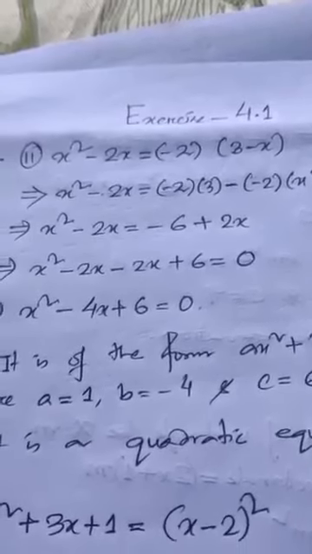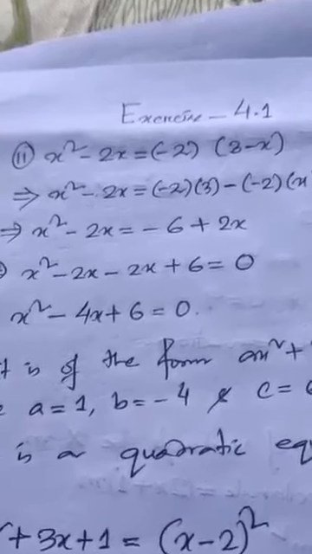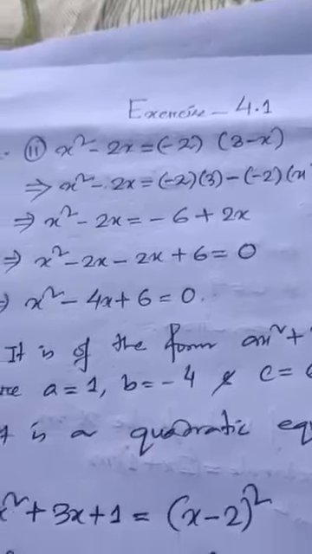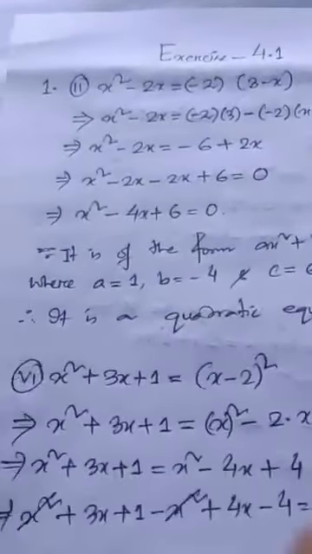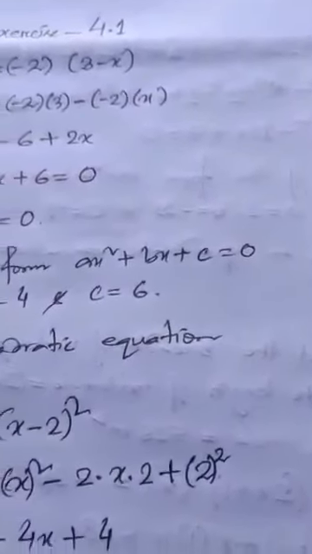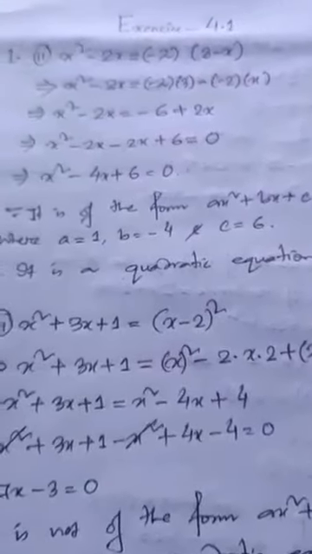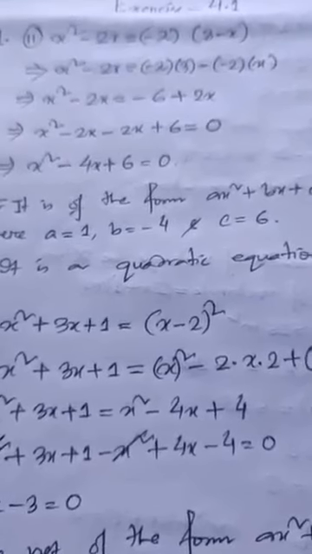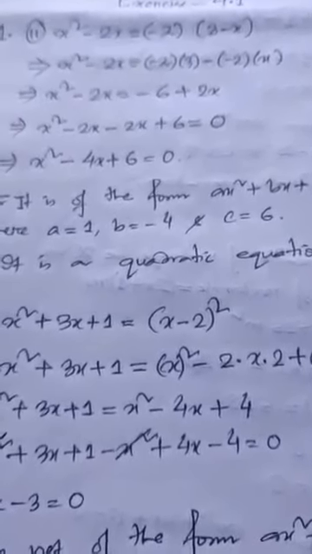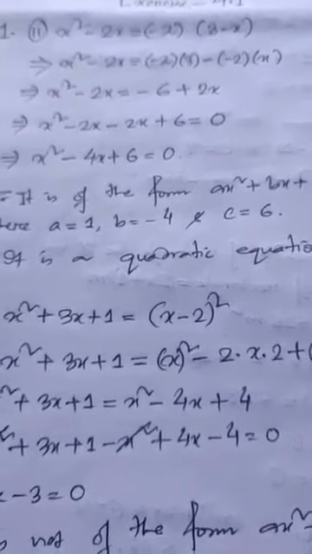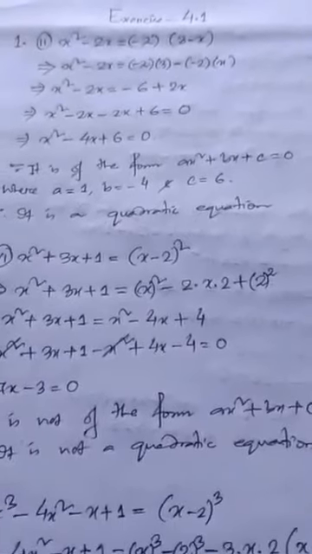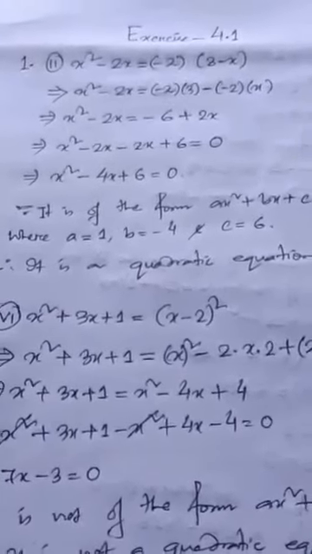And why is the sign still minus? That's because both of them carry minus. And plus 6 equal to 0. Now if you observe this carefully, we notice that it is of the form ax square plus bx plus c equal to 0. And what's the value of a here? You see, just before x square we have 1. What's the value of b? b is just the coefficient of x, so we can see this minus 4, and this constant is 6. So yes, this is a quadratic equation. Okay, alright.